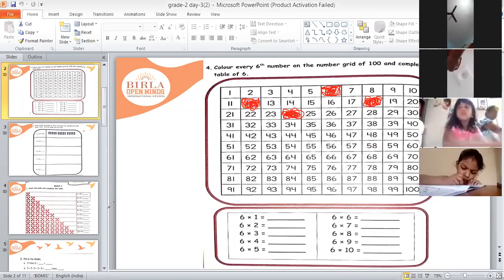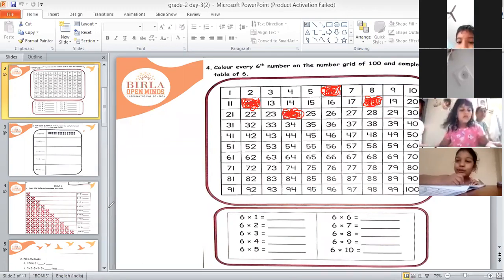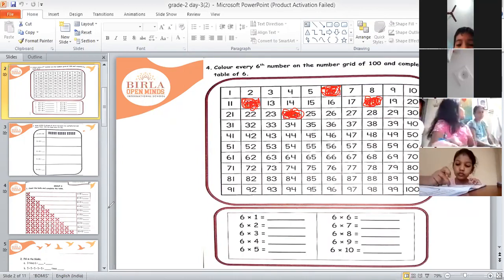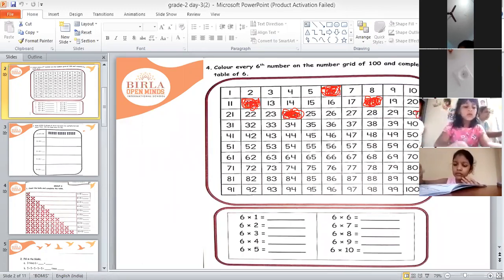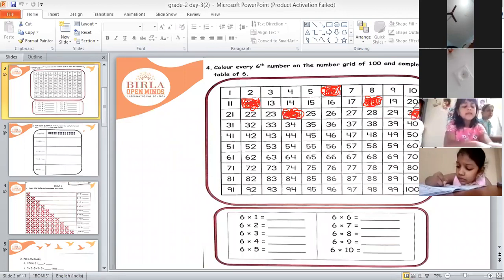Fine. Now next. Shri Hassan, after 24, tell me the next number. You have to color every sixth number after 24. Count the sixth number. Start counting. 1, 2, 3, 4, 5, 6. 30. Very good. So the next number is 30. Very good.